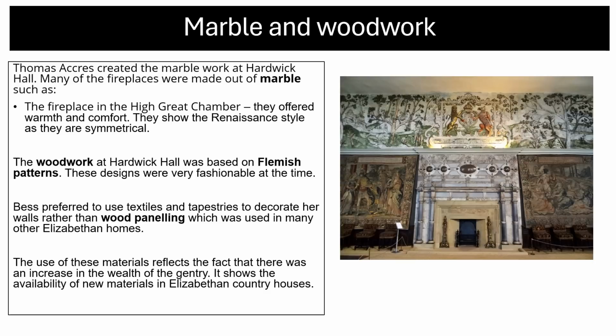There was also a lot of marble and woodwork in the home. Thomas Accres created the marble work at Hardwick Hall, like the fireplace that you can see there in the high great chamber. They share the Renaissance style as they're symmetrical. The woodwork was based on Flemish patterns, which were very fashionable at the time. She preferred to use textiles and tapestries to decorate her walls rather than wood panelling. The use of these materials reflects the increase in wealth of the gentry and the new materials in Elizabethan country houses.